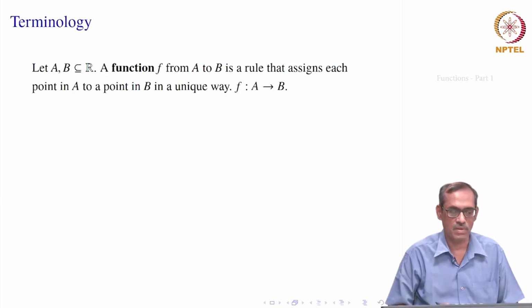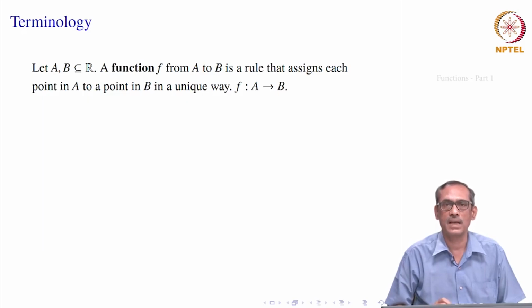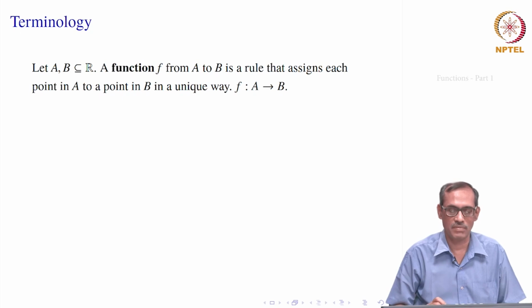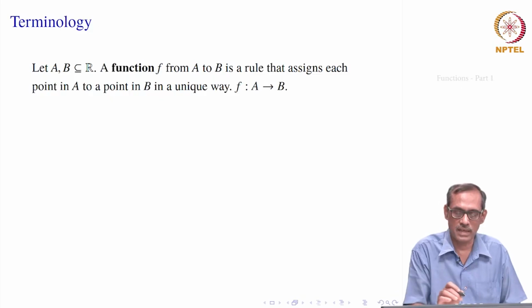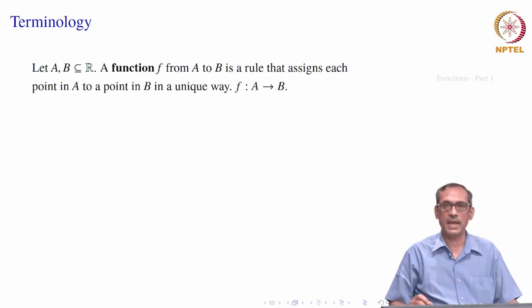We will be defining a function soon. So, suppose A and B are subsets of real numbers. We assume they are non-empty subsets. We will not define any function from the empty set to another set. So, suppose A and B are non-empty subsets of real numbers, and we denote by f, small f, a function from A to B, provided it gives a rule that assigns every number in A to numbers in B. So, we write this way that it is a rule that assigns each point in A to a point in B in a unique way.